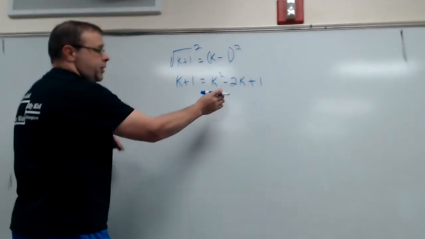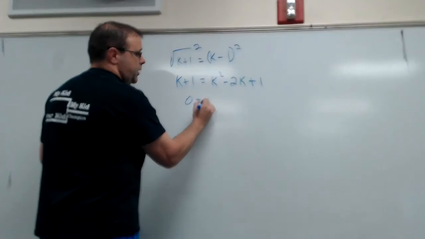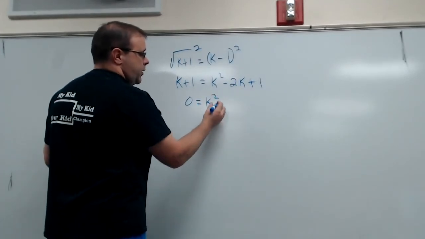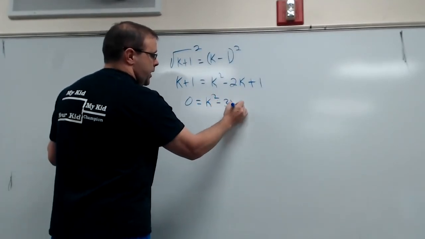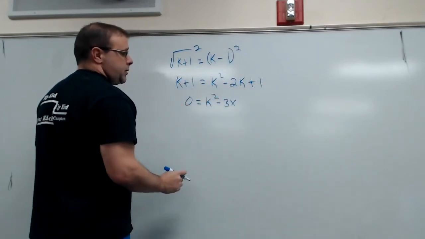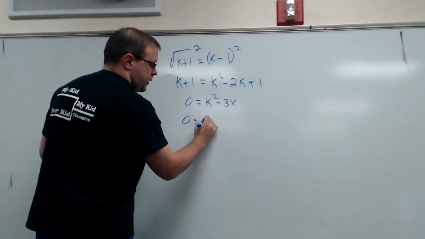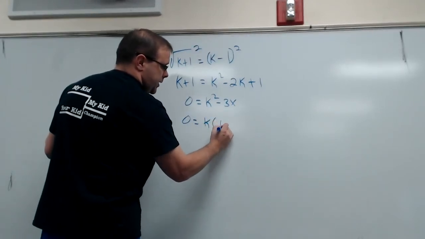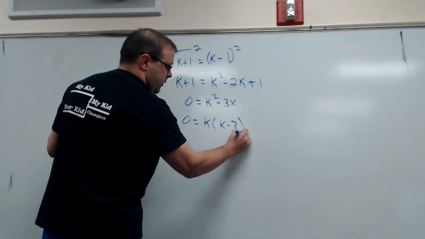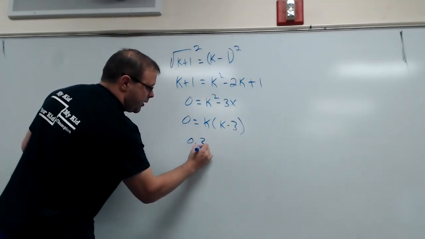I combine my middle terms and subtract these over. So 0 equals k squared minus 3k. The 1 minus 1 is just going to be a 0. So we're left with this. Look at this, factor it: k times k minus 3. So we end up with the answers of 0 and 3.